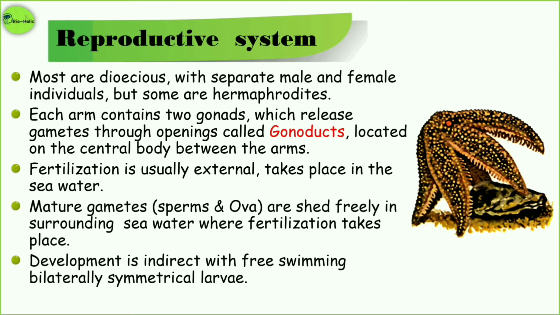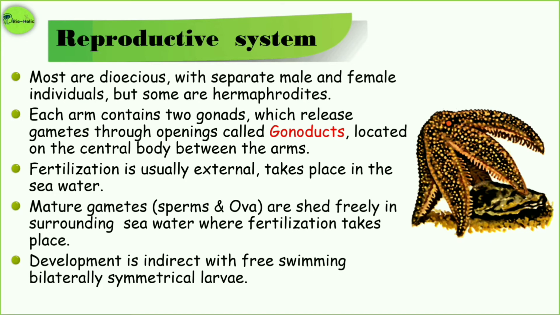And now finally the reproductive system. So most of the echinoderms are dioecious, meaning they have separate female and male individuals. But there are some exceptions. Some of them are hermaphrodites also.